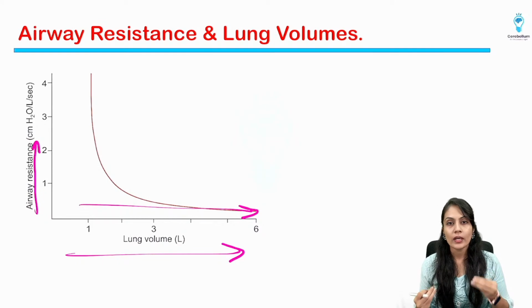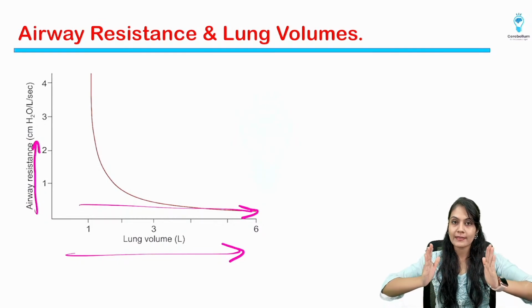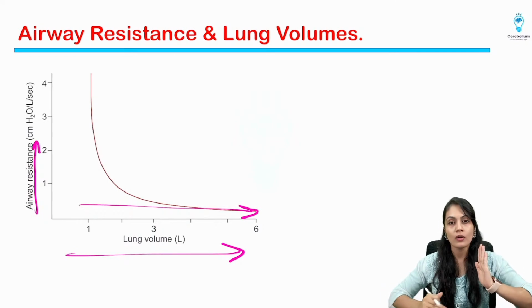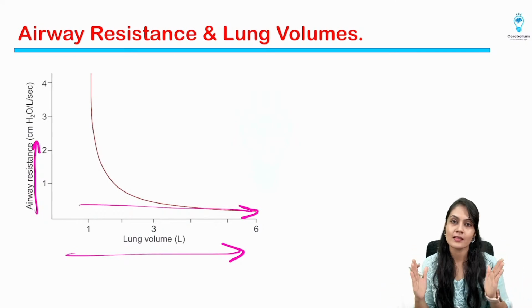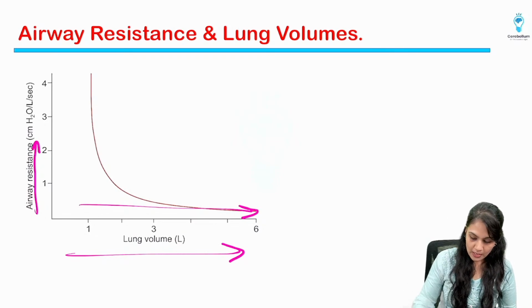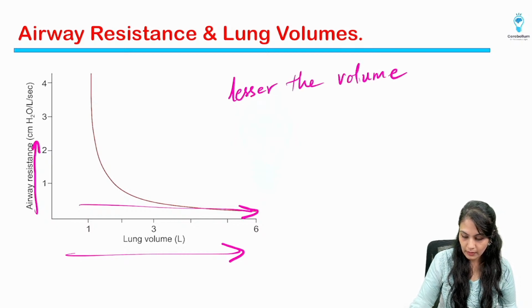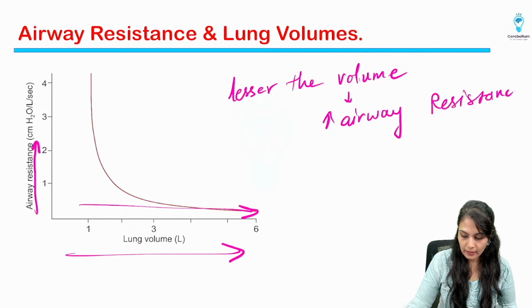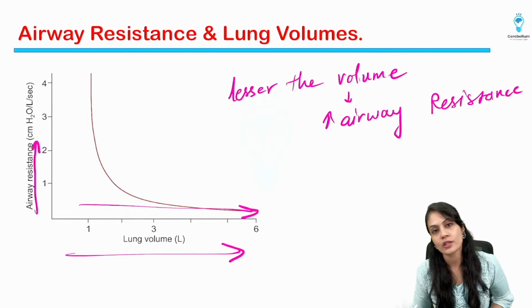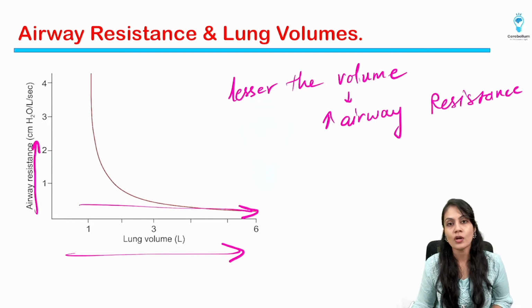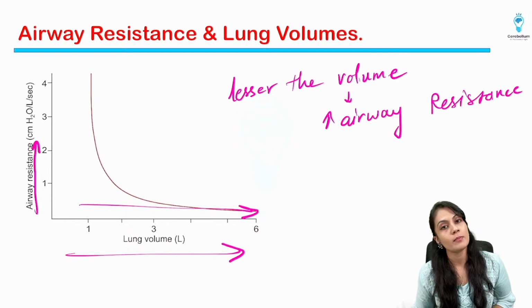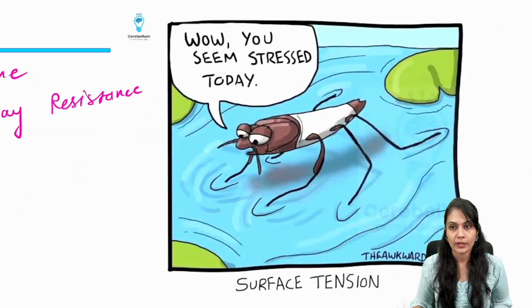So as soon as the lung volume starts to increase, that means the pressure is falling more and more, and that means the intraluminal space is increasing, and that means the airway resistance is also decreasing. You can see over here, the lower the lung volume, the higher the airway resistance, and the higher the lung volume, the lower the airway resistance. Why? Because there is a negative pressure which is not only acting on the alveoli, but it is also going to act on the airway too.